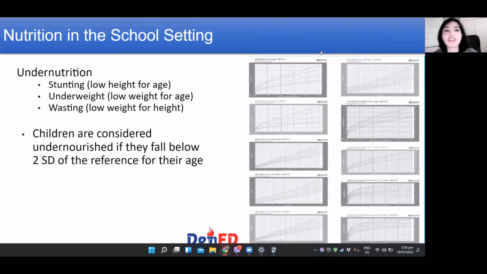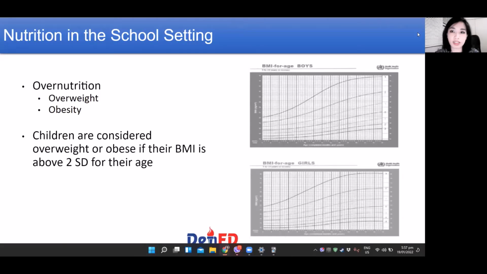So how do we define undernutrition? As we said a while ago, we have the classifications for undernutrition like stunting, underweight, and wasting. Stunting is defined as having low height for age, underweight is low weight for age, and wasting is low weight for height. These children are undernourished if they fall below 2 standard deviations from the reference for their age. On the other hand, if you have overnutrition, such as overweight or obesity, the children would have a body mass index or BMI of above 2 standard deviations for their age.